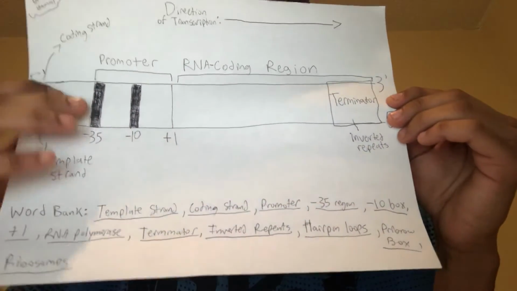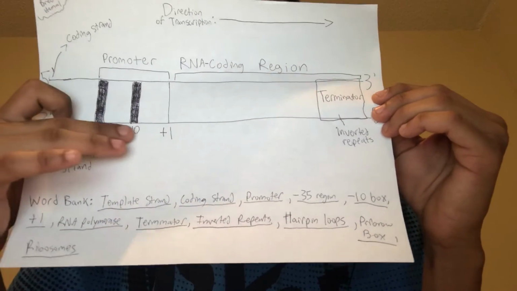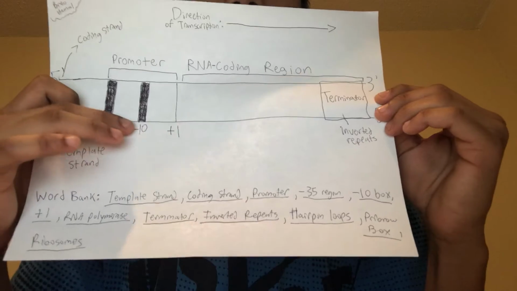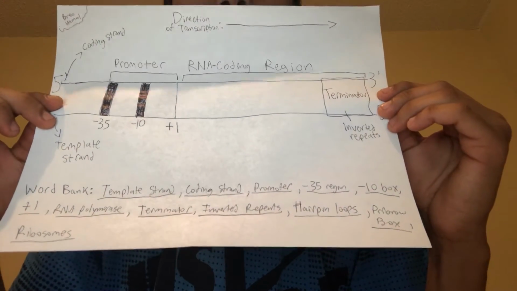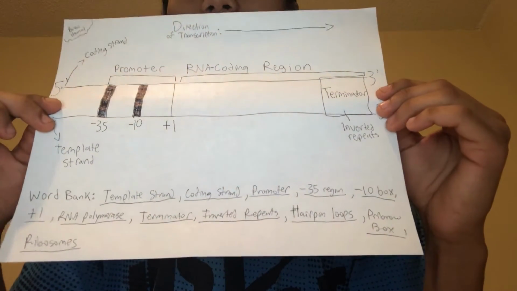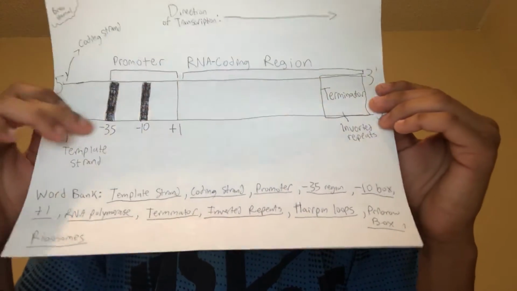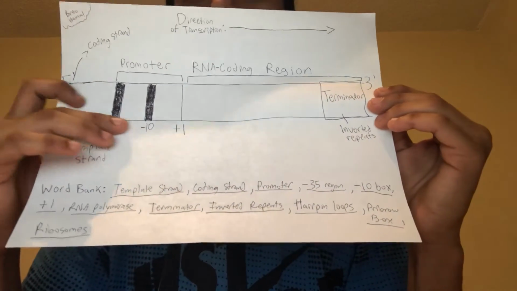As we continue along, we get to the promoter region. We have the -35 region and the -10 box. These are both important consensus sequences involved in RNA polymerase binding of a transcript. They get RNA polymerase to bind, which is very important. Also, within the -10 box is the Pribnow box.